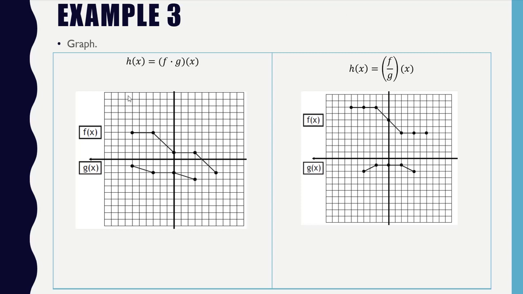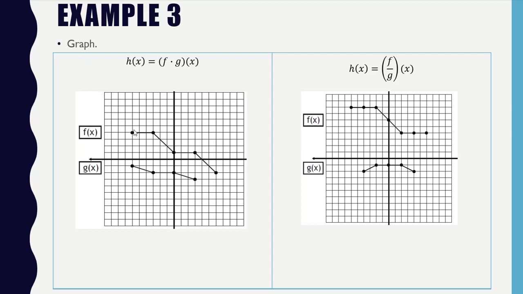So now I want to graph some functions that are piecewise functions. We're not really told what f of x is and g of x is. We're just given their graphs. So h of x is equal to f times g of x. So we're going to multiply these graphs then, or the heights.